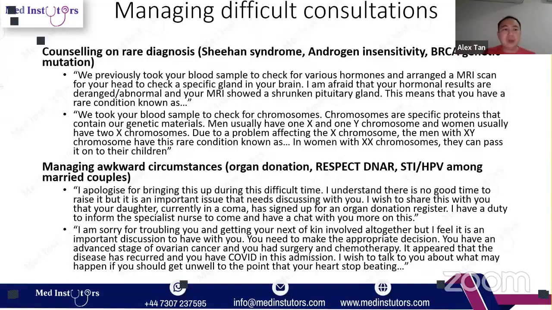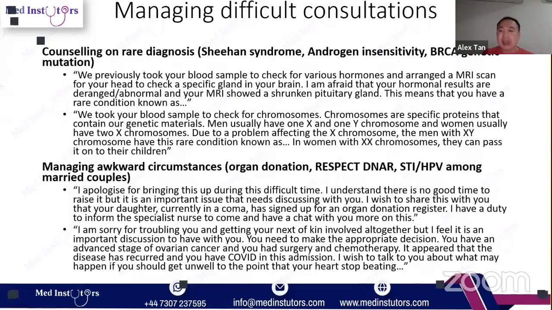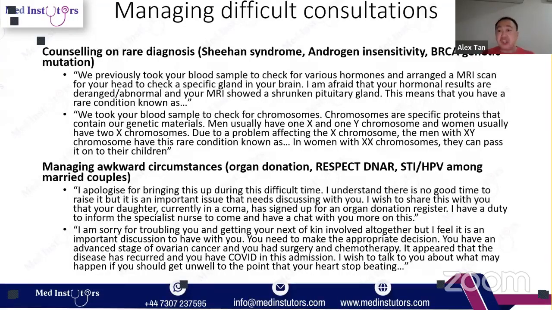So you can say things like, we took blood tests for you to check various hormones. We arranged a scan for you to check the glands in your brain. I'm afraid the hormone results are abnormal, and the MRI shows the gland in your brain, that's the pituitary gland, is shrunken. This means you have this rare condition known as Sheehan syndrome. Then you deal with the problem.